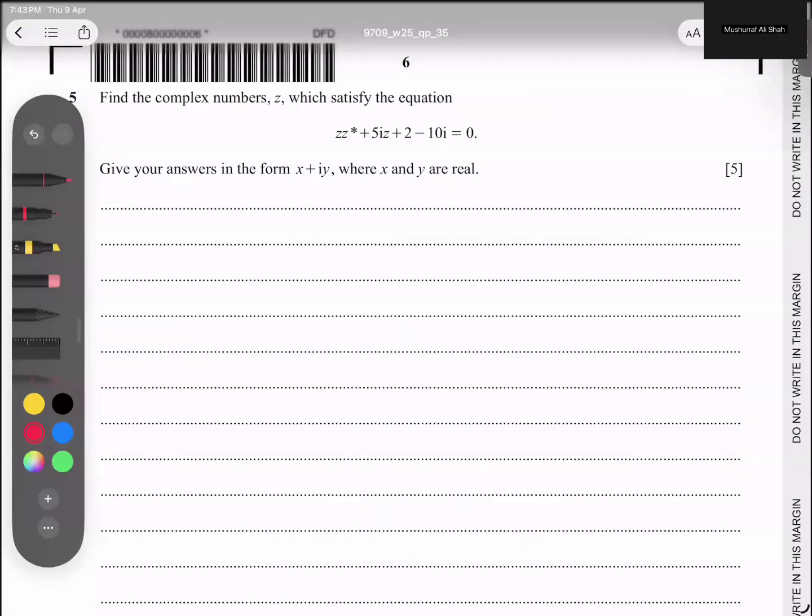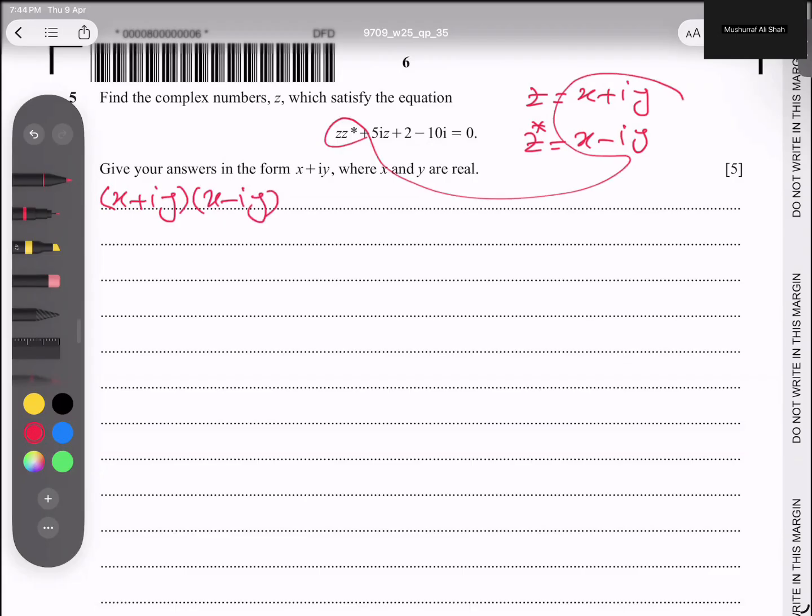Question number 5, students, he has given a complex number z that satisfies this equation, and he said give the answer in z. Okay, z we have to answer. But make sure, students, z is x plus iota y. So z star, called z conjugate, is x minus iota y. So I'm going to plug in these values. Get ready. x plus iota y times x minus iota y. I have plugged in both values here.